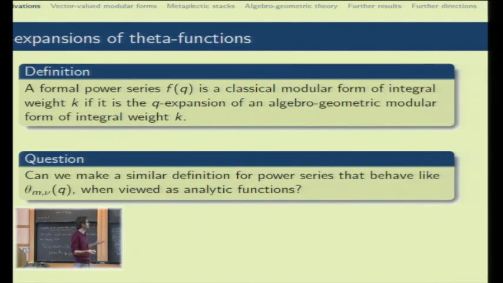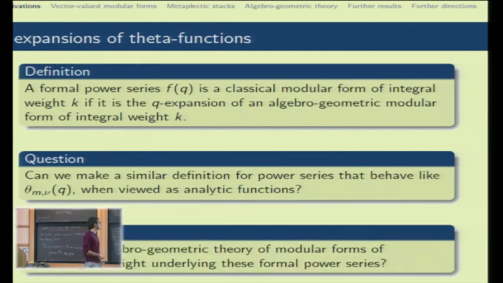Okay, so can we make a similar definition? If you give a power series of a theta function, how can I express the fact that they're modular forms without having to consider them as analytic functions? And perhaps more seriously underlying this question, there's a more philosophical motivation: can we actually construct an algebraic-geometric theory of modular forms of half-integral weight, or theta functions, just like we do for modular forms of integral weight? Can we do that?